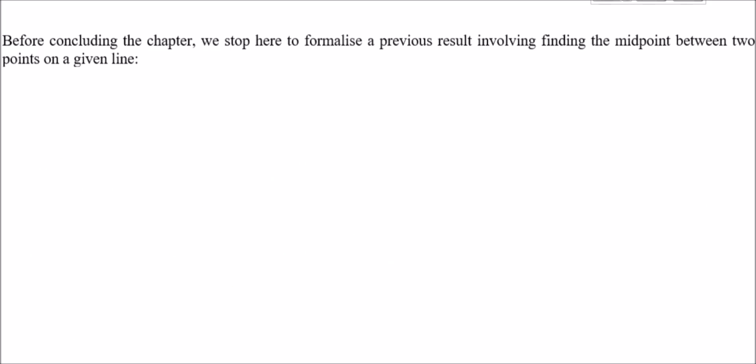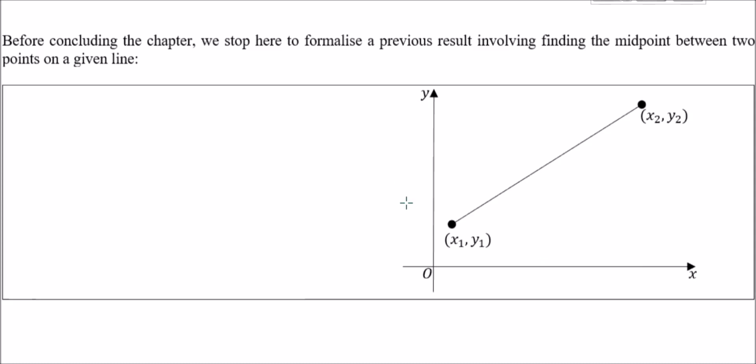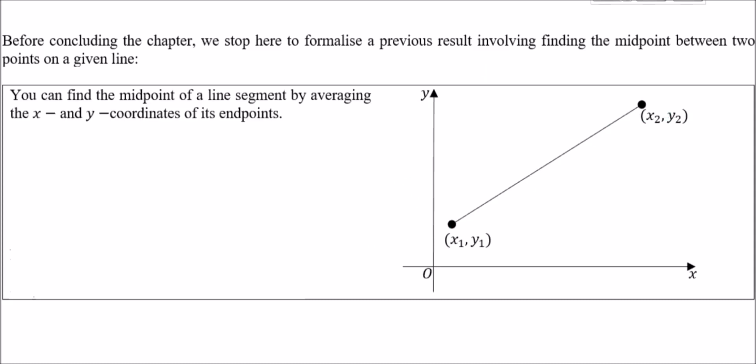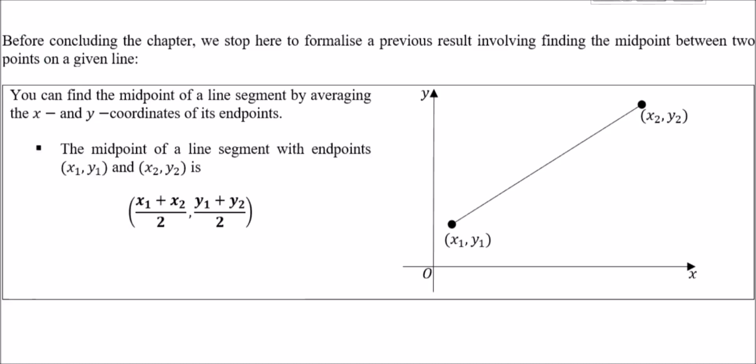Just a final thing before we close down the chapter. It's a very little thing. I just wanted to bring to your attention a previous result involving finding the midpoint between 2 points on a given line. Okay, it is a formula. You don't really need to think of it as a formula, but it's worth a little mention, because it won't take me long. So if you have a line segment here, x1, y1 at one end, x2, y2 at the other, we can find the midpoint of a line segment by averaging the x and y coordinates of its endpoints. Simple as that. So the midpoint of a line segment with endpoints x1, y1 and x2, y2 is given by this formula here.